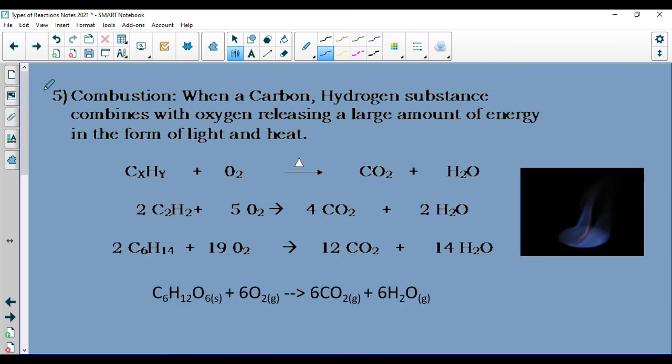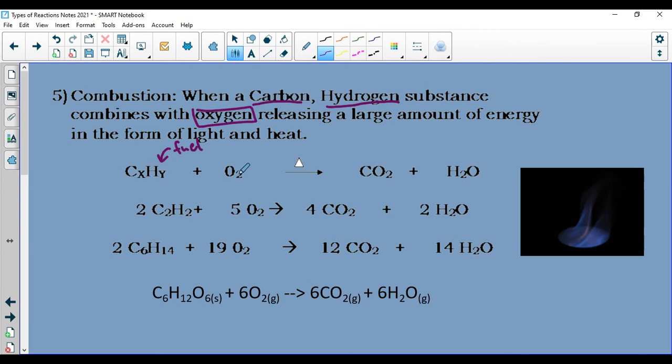Now our fifth category is one of those where one of these things is not like the other. Combustion is a special case reaction that has a very clear pattern that it follows, but it doesn't qualify as any of the prior four. With combustion, we specifically have a carbon and hydrogen substance reacting with oxygen gas. So when we look at our word equation, the CxHy means I can have any combination of C's and H's. This is my fuel source.